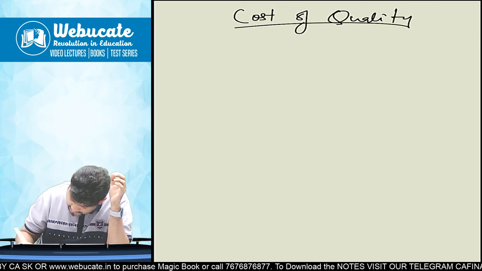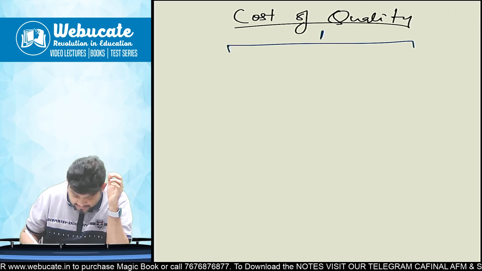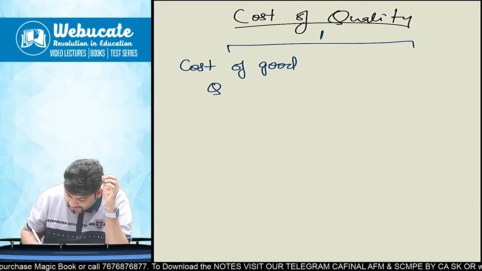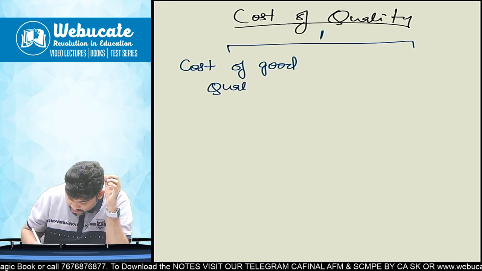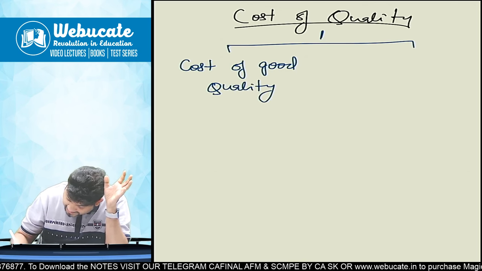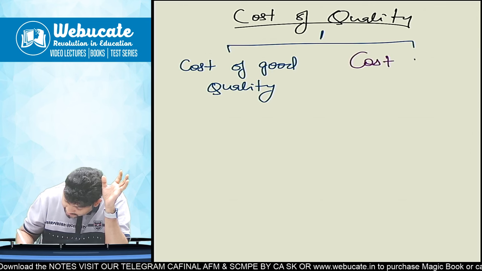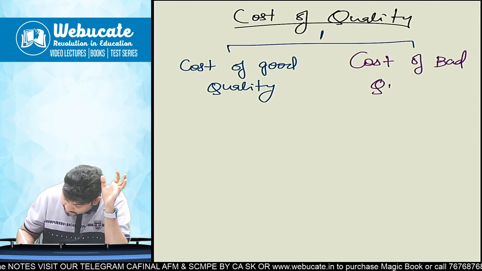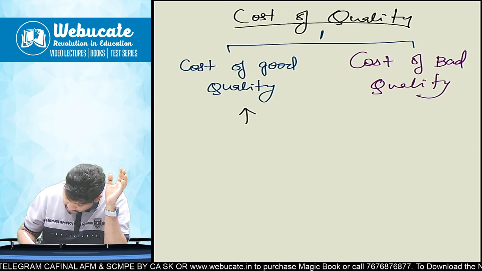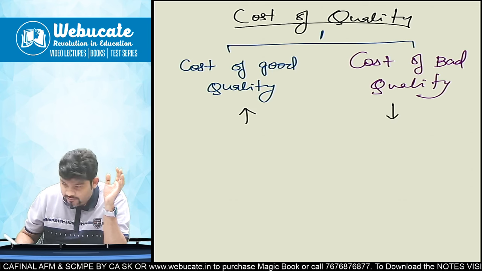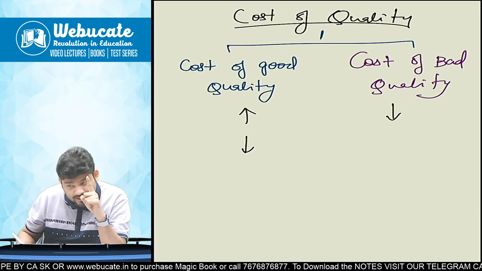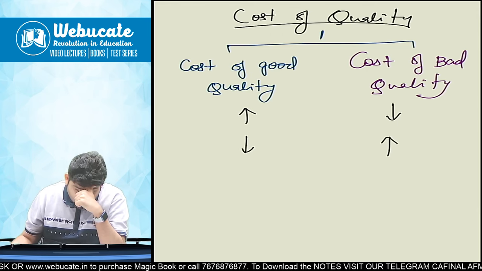It is divided into two parts. One, focus on making good quality products. So obviously there will be a cost of good quality. As a result, your cost of bad quality will go down. If we focus on good quality, cost of bad quality will go down. If you do not focus on good quality, your bad quality cost will go up.